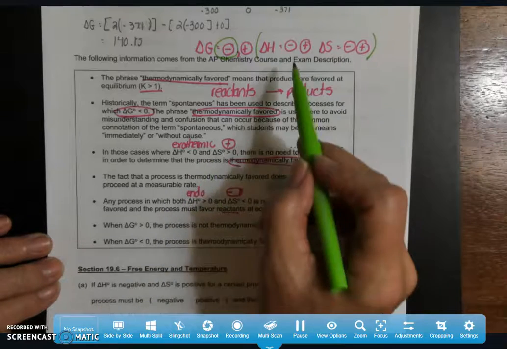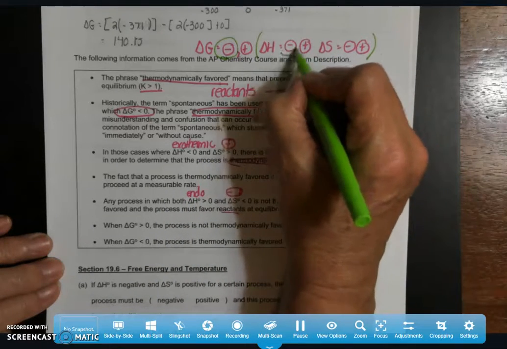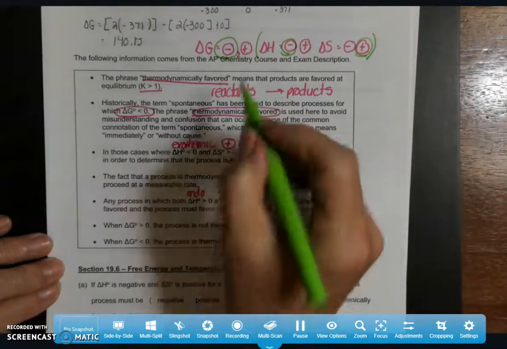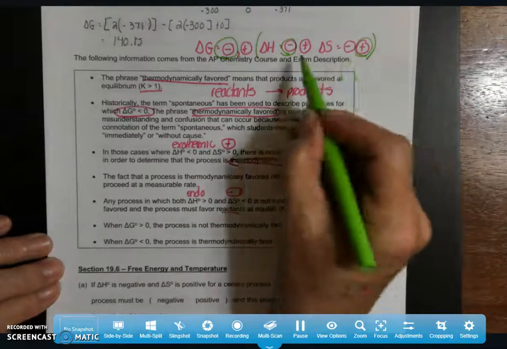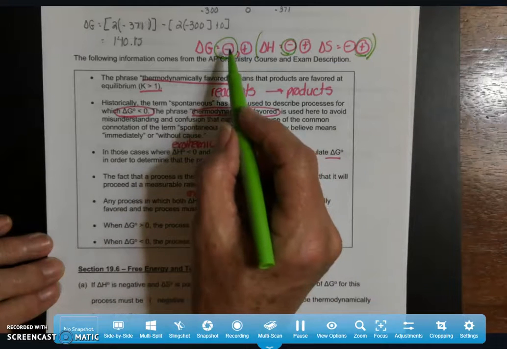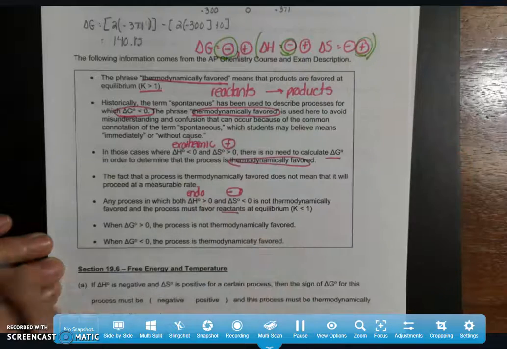However, if they're both favored, which means this is negative and this is positive, then we know we don't have to calculate because that's thermodynamically favored. So if this is negative, or if this is negative and this is positive, I know it's thermodynamically favored.